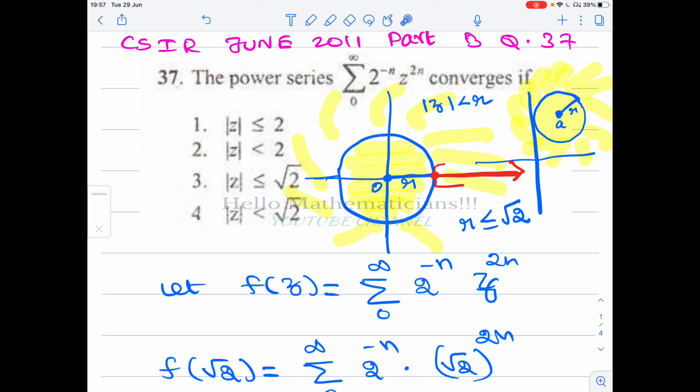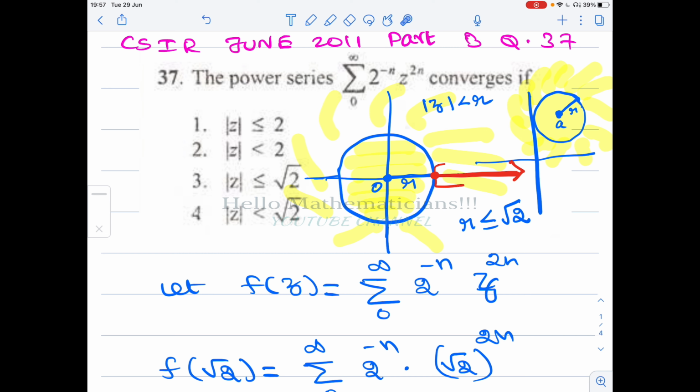Okay. Now we go to the options. First option, they are saying that modulus of z is less than or equal to 2. Okay. So now this r is less than root 2. So if you draw it, what is this? This is the points lying inside a circle of radius 2. But 2 is bigger than root 2.